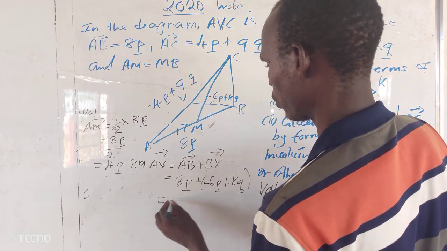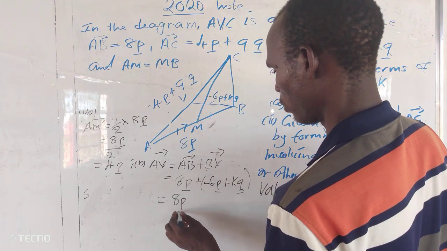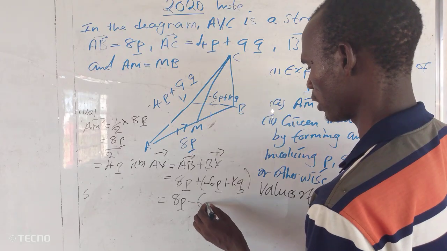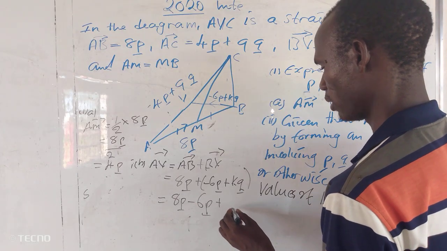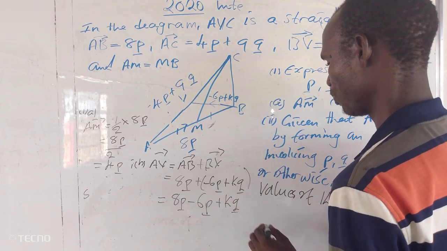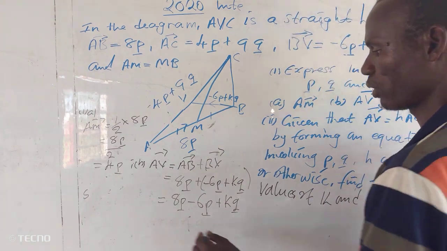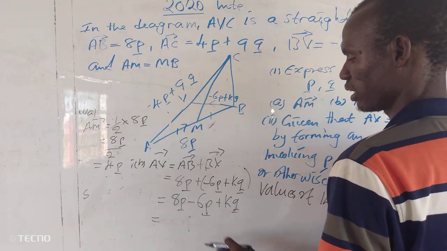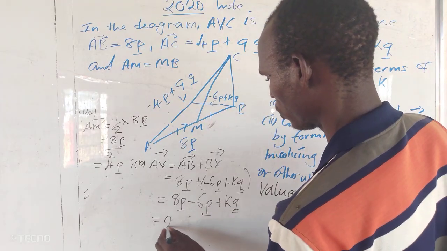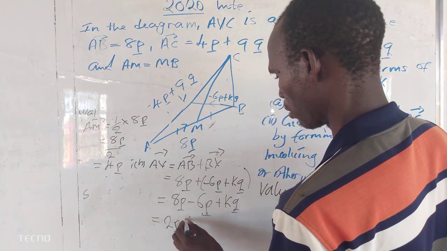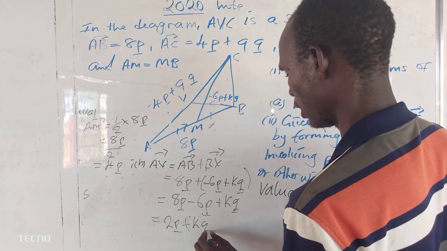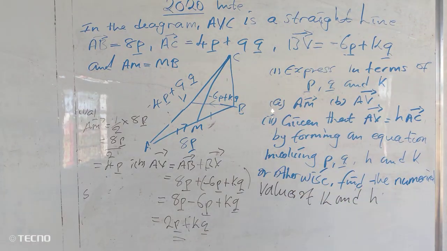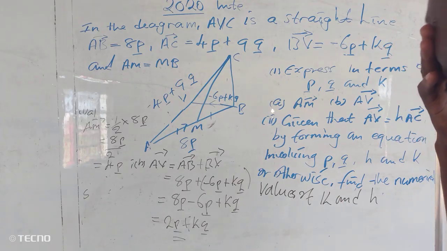Okay? When you continue, you say 8B vector P minus positive and negative, negative will dominate, plus vector P plus vector Q. So like terms we subtract here, like terms we add or subtract, we look at the sign, we subtract. So it will be 2 vector P plus K vector Q. This is our answer.